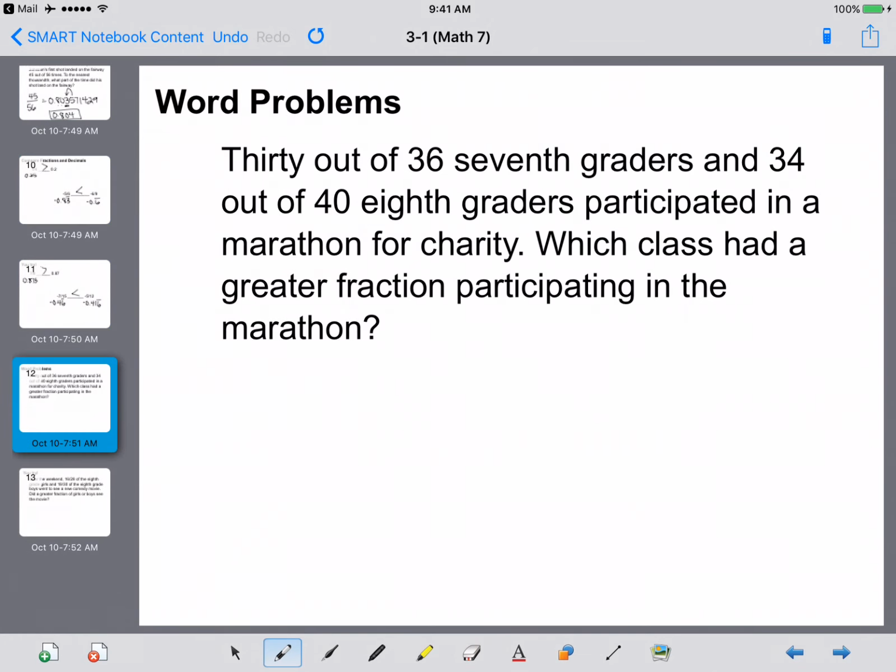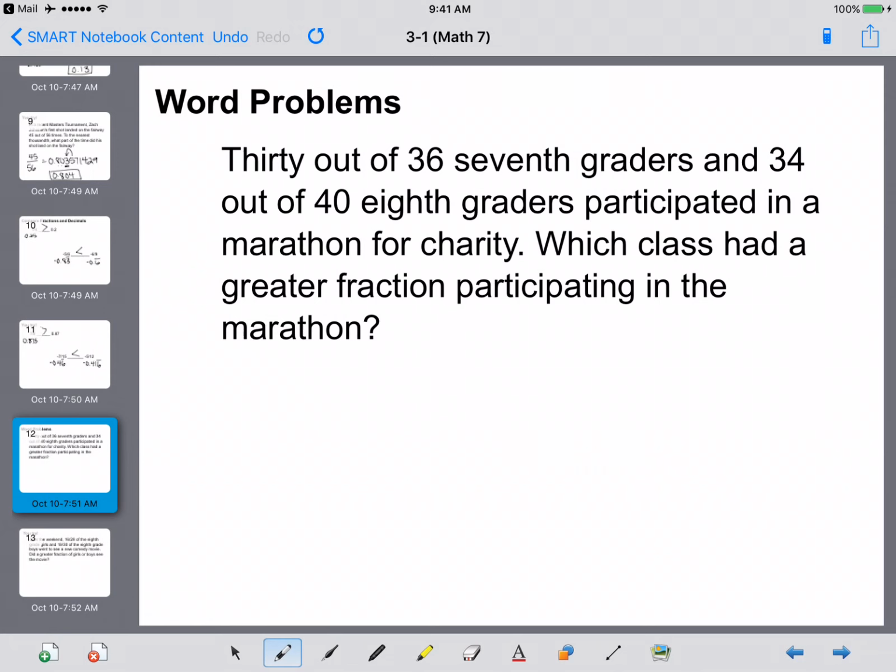And last but not least, we've got a couple word problems. So it says 30 out of 36 7th graders and 34 out of 40 8th graders participated in a marathon for charity. Which class had a greater fraction participating in the marathon?